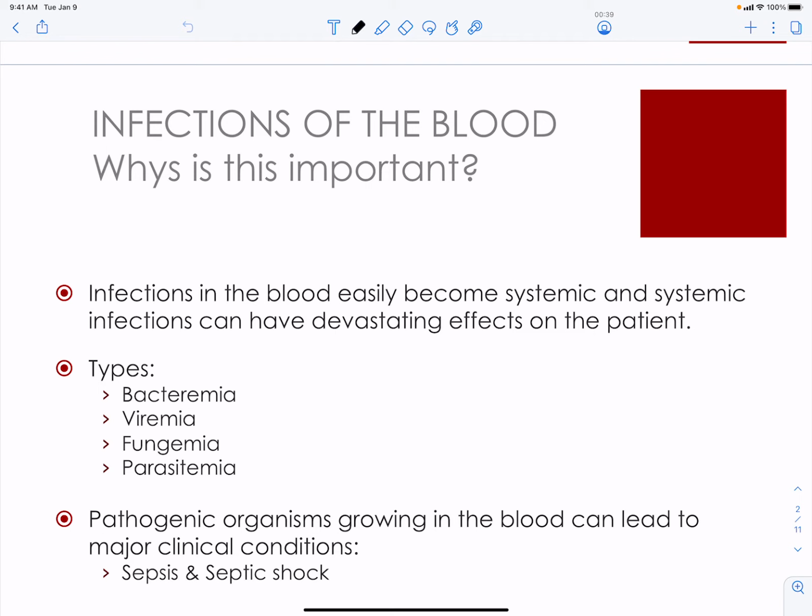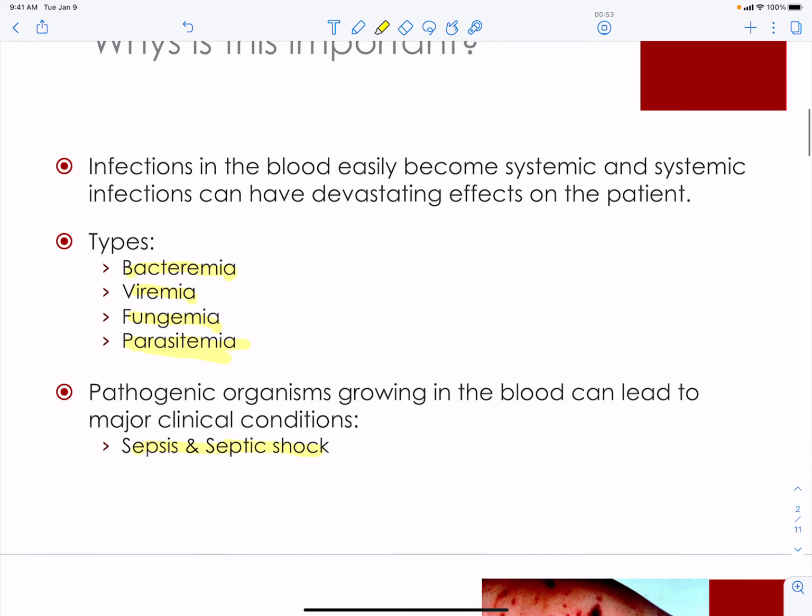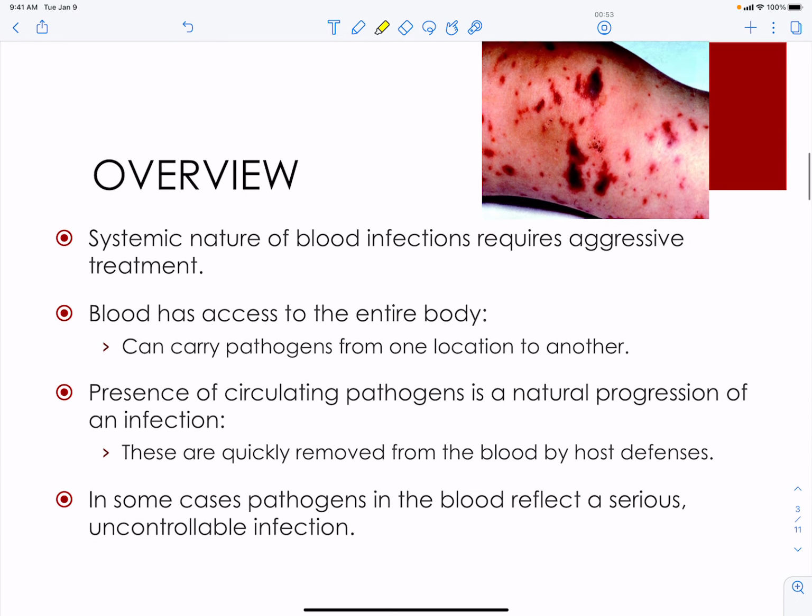Now, the infections of the blood can be of different sources. Bacteria, viruses, fungi, as well as parasites can all move through the blood. And so sepsis and septic shock are going to be an important potential outcome for these infections. The blood has access to the entire body, so it can cause dissemination of your pathogens, which means they can move from location to location.